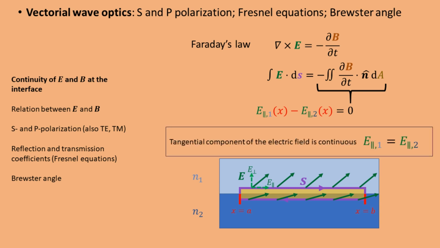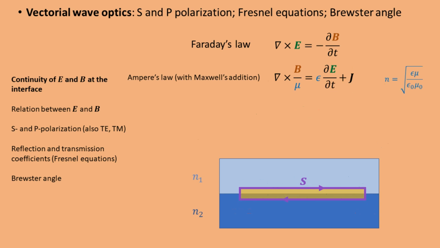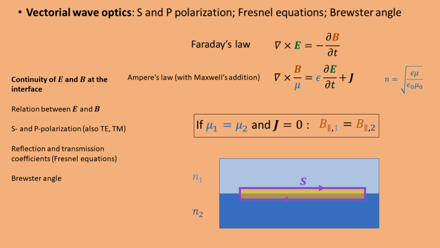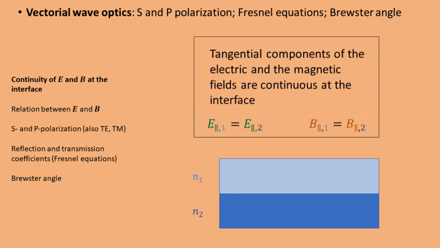To demonstrate that under certain conditions the same holds for the tangential component of the magnetic field, we take the Maxwell's equation known as Ampere's law. Note how it's similar to Faraday's law. We conclude that if the two media are non-magnetic and if there are no surface currents, the tangential component of the magnetic field must by the same reasoning be continuous across the interface. And so we find that the tangential components of the electric and magnetic fields should be continuous across the interface, which we will later use to derive the reflection and transmission coefficients.